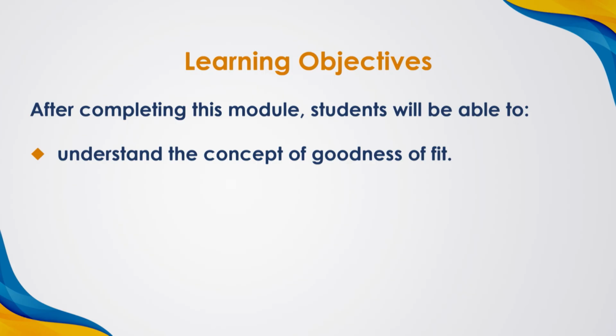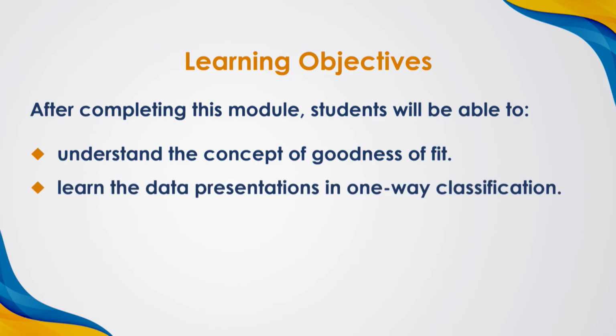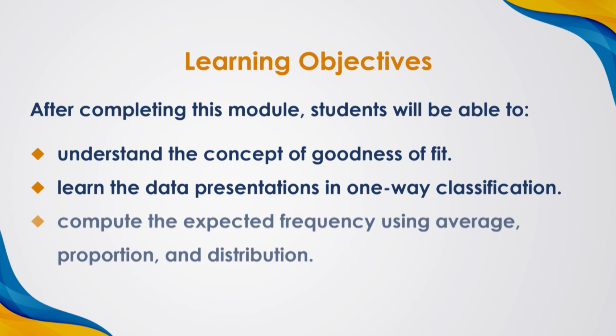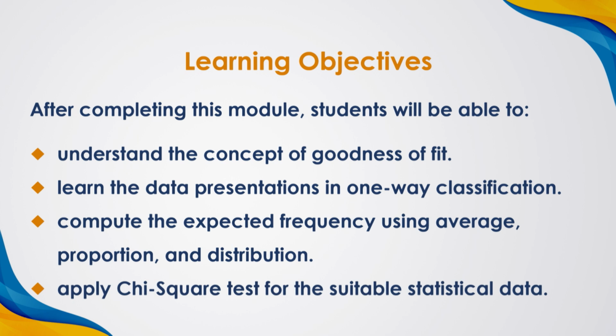Let us go with the objectives of this lesson. First, the student will understand the concept of goodness of fit, then learn the data presentations in one-way classification, also to compute the expected frequency using average, proportion and distribution. At the end, you can apply chi-square test for the suitable statistical data. Let us start with the first part of the lesson.